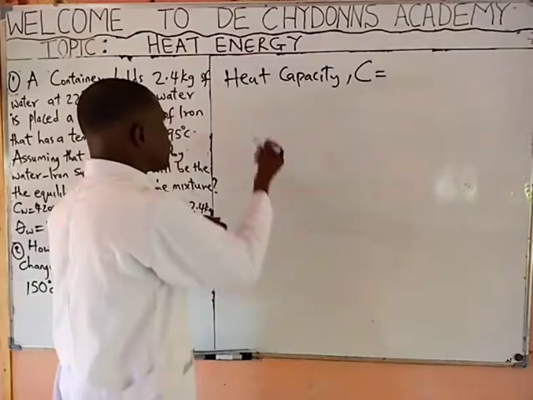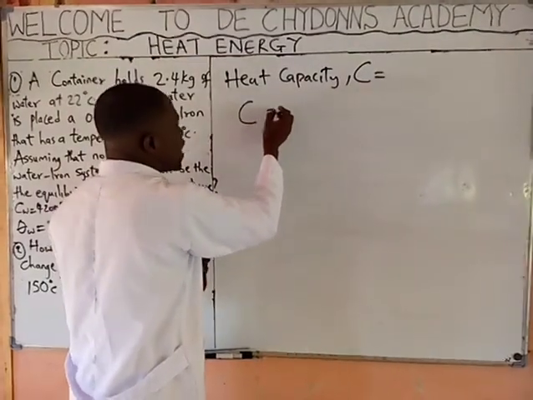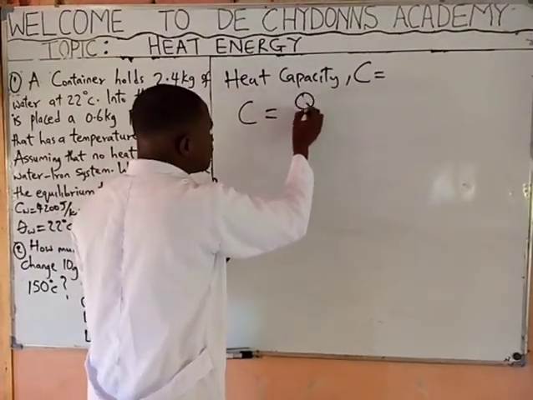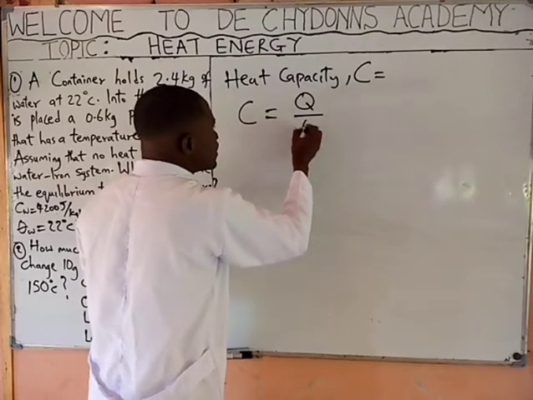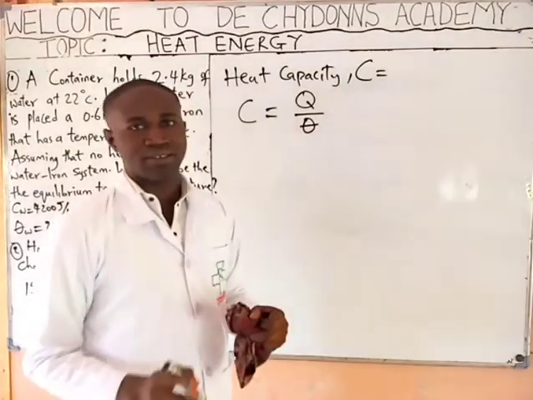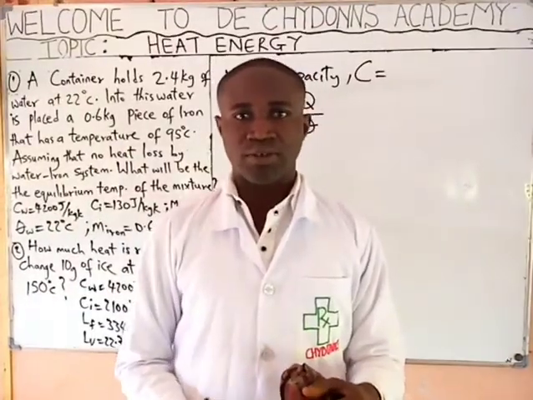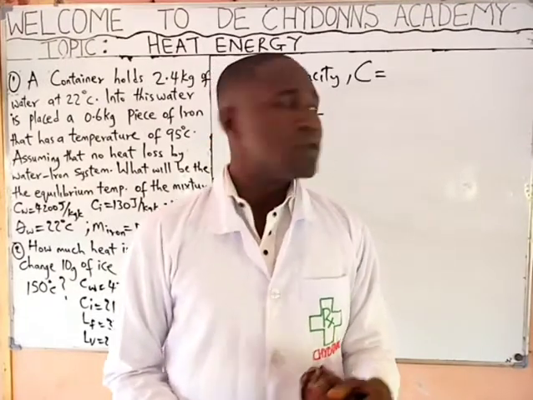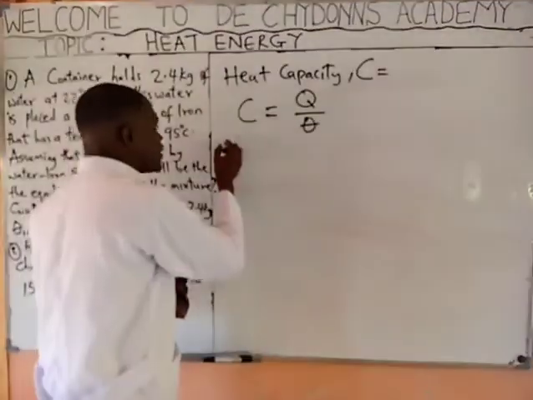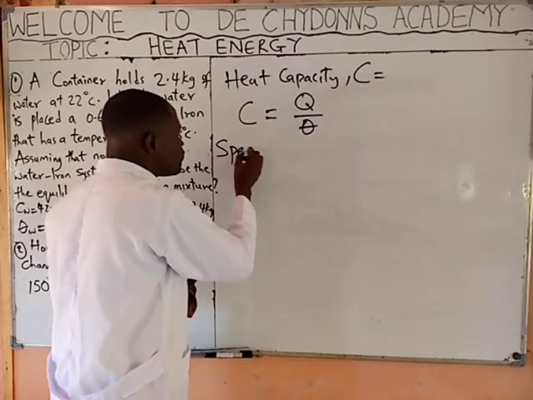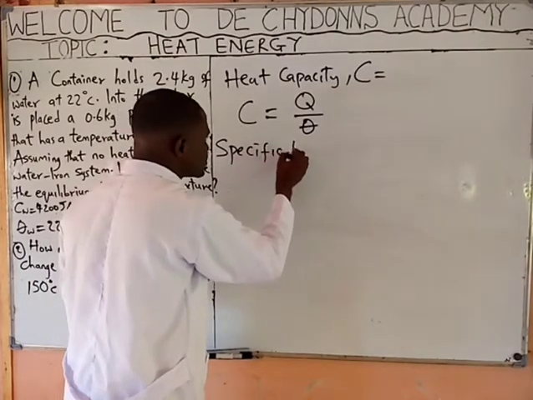It is noted that capital C equals the quantity of heat required to raise the temperature of a substance by 1 degree Celsius. Okay? Now, there is another one that is called specific heat capacity.